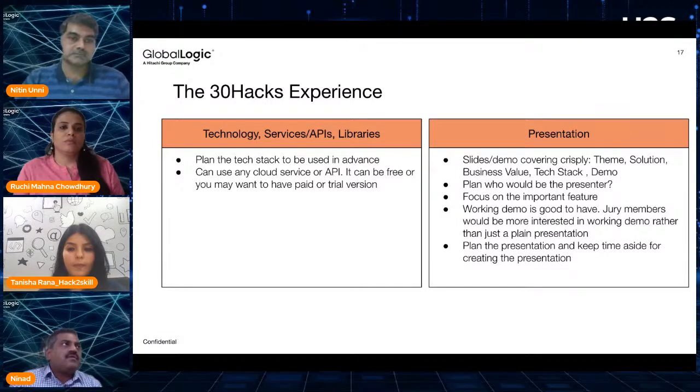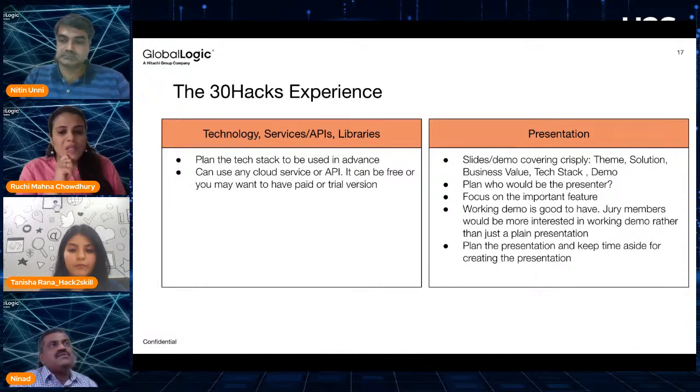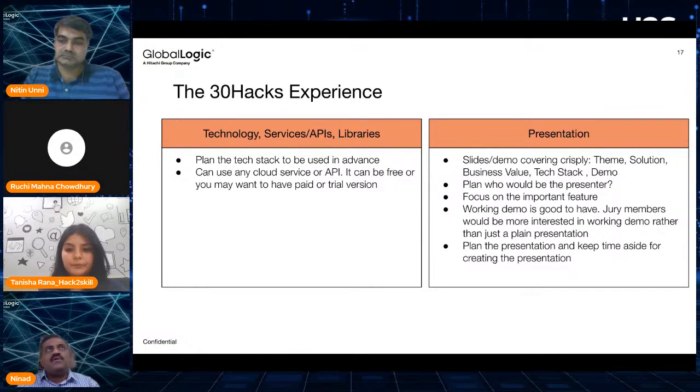Any cloud API you are requiring, right? Any paid one, as we said, you have to plan it at once, because it eats up a lot of time. Last thing is the presentation, because all your efforts of 30 hours would be considered in that last 5 minutes. It's very important, right? So you have to plan the slides or the presentation well ahead of time.